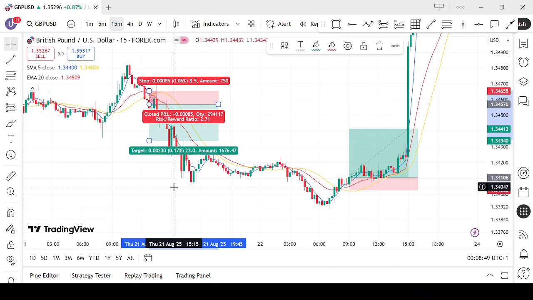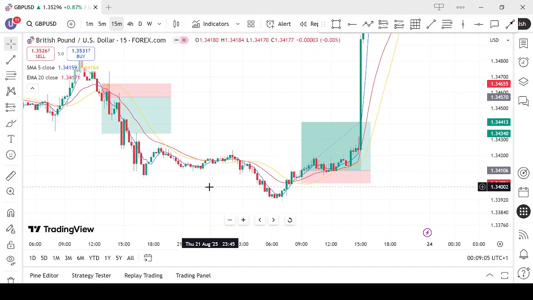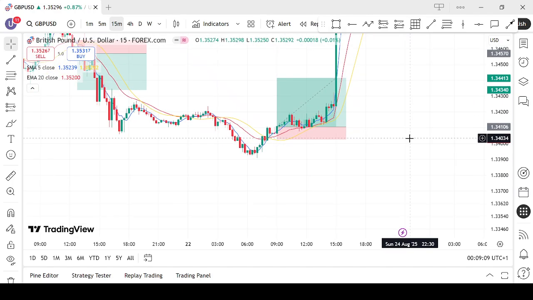For short trades, you can set your stop loss above the 20 period EMA. As the trade becomes more profitable, consider adjusting your stop loss to break even to protect your gains. This ensures that if the market reverses, you wouldn't incur any losses.